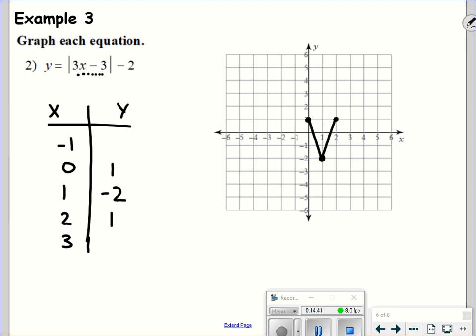Hopefully, we'll see that pattern continue and the graph doesn't bend off any weird way. It has those nice straight sides to it. Negative 3 minus 3 is negative 6. Absolute value is positive 6 minus 2, 4. And if I plug in a 3, 3 times 3, 9, minus 3, 6, absolute value is 6, minus 2, also 4. So negative 1, 4, and 3, 4 are the next points on that graph. And look at those nice straight sides on that absolute value graph.